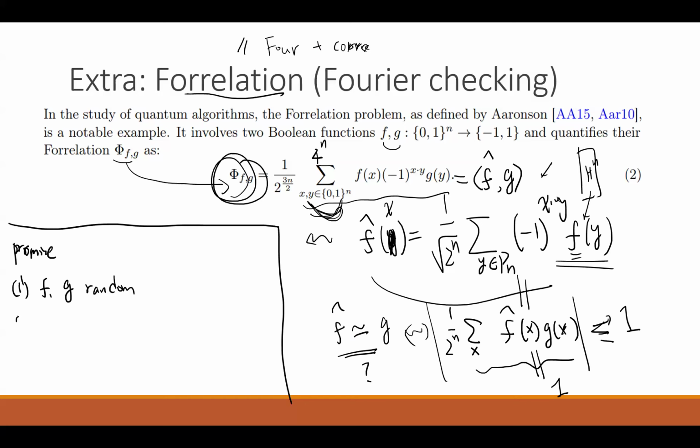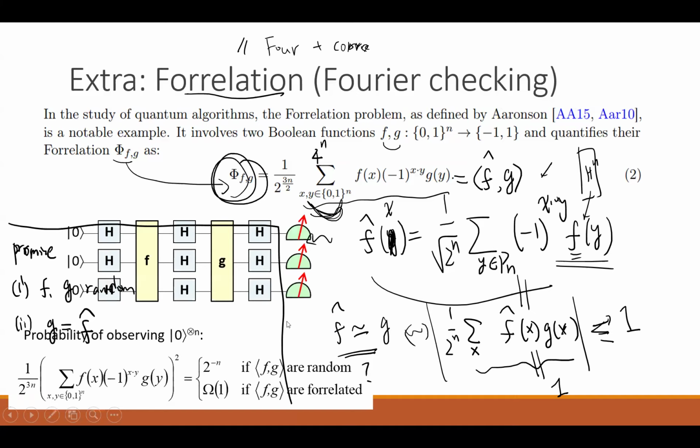And the second case is that FG is very similar to the Fourier transformation of F. So the problem for you is deciding either FG are random or they are the same. They are close.